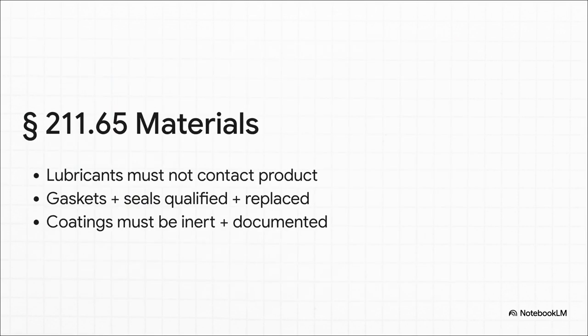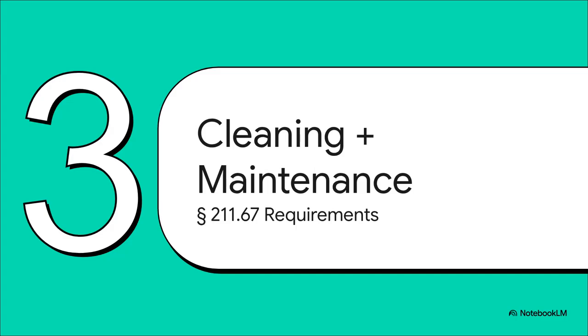This really illustrates how that non-reactive rule bleeds straight into everyday maintenance. Take lubricants, for instance. They are obviously essential for the machinery to run, but they must never touch the product. You need physical barriers, or at least food-grade lubricants, anywhere there's even a remote risk. Also, your gaskets and seals have to be made of fully qualified materials and replaced on a strict, documented schedule before they start degrading. And if you're using coatings like Teflon, they have to be demonstrably inert, with all the qualification paperwork on file to prove it. Section 3 brings us to cleaning and maintenance procedures, covering the Section 211.67 requirements.